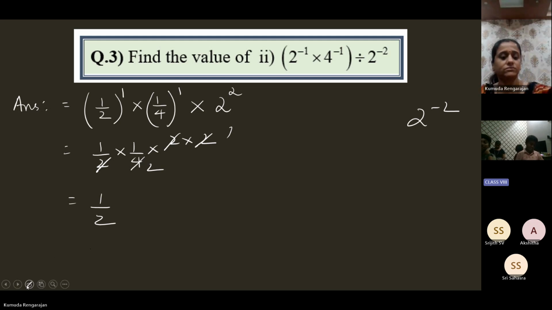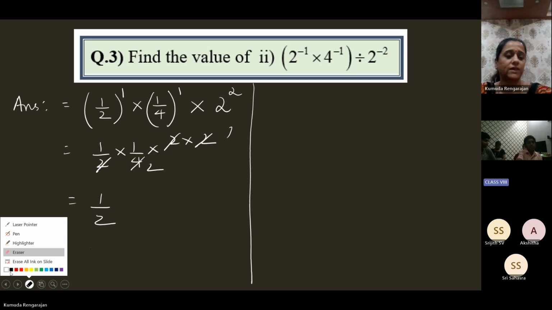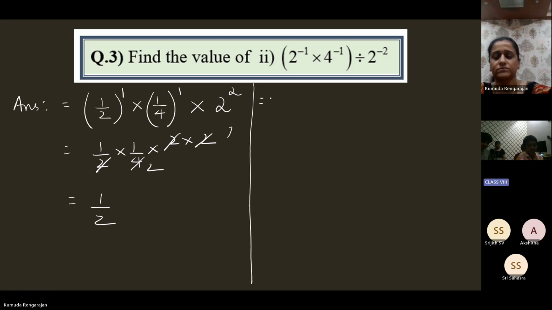Ma'am, got the same answer, ma'am. Ma'am, we did it in a longer way, ma'am. Oh, we wrote more steps. No, ma'am, same. We have taken that 2 and written it as 4 by 1 and cancelled both. Yes, ma'am. Okay, yeah, you can do that also.